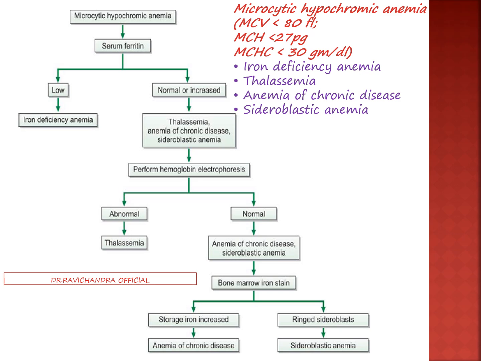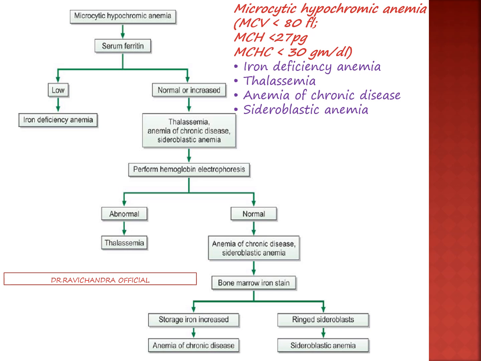To diagnose these diseases, with a peripheral smear showing microcytic hypochromic anemia, the first test you have to advise is serum ferritin levels. If the serum ferritin levels are very low, then you can confirm it as iron deficiency anemia. If the serum ferritin levels are normal or increased, it can be thalassemia or anemia of chronic disease or sideroblastic anemia. Then to confirm among these diseases, you have to advise hemoglobin electrophoresis.